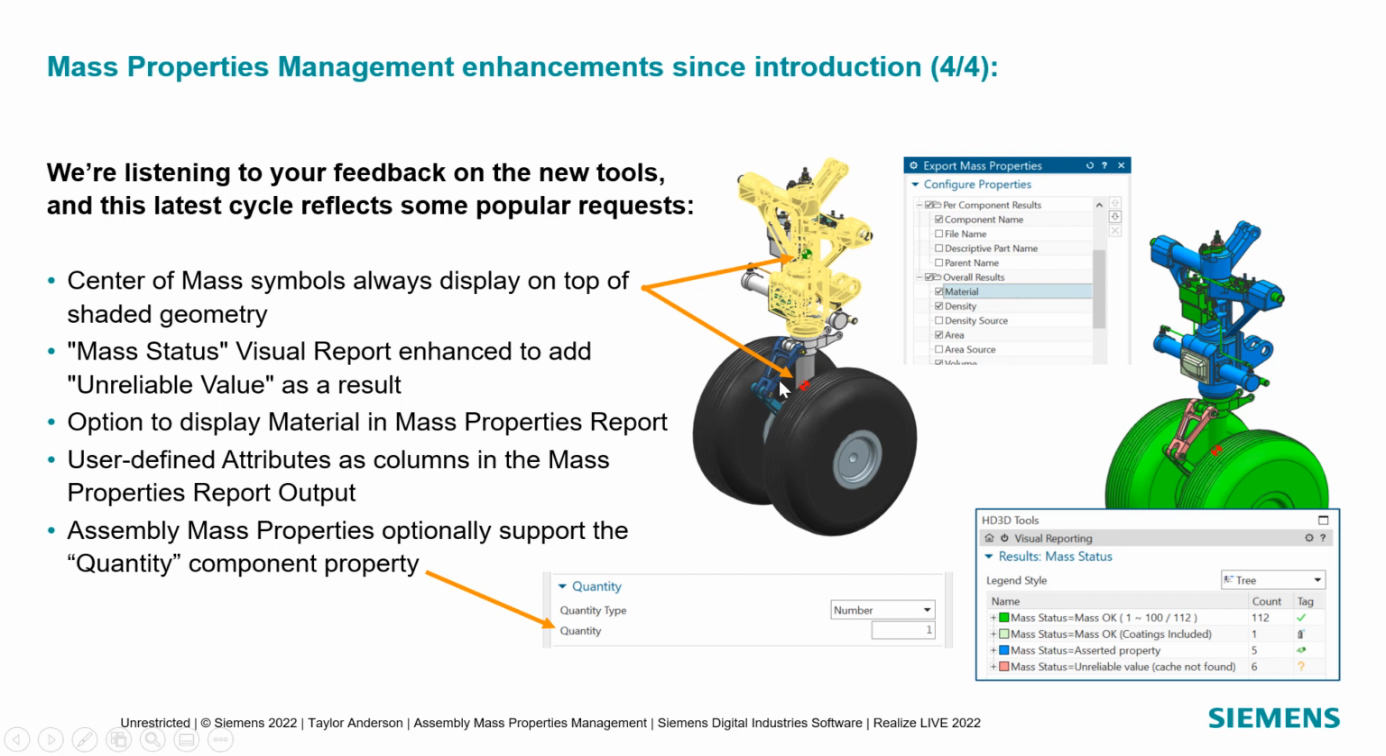We've got some better display of the center of mass symbols. They would hide inside the solids at times in some earlier releases, but those display much better now. We also see some more things in visual reports, and more configurability in user-defined attributes in the output reports and so forth. There's also a quantity attribute for assembly components that we can support optionally. But at any rate, lots of those out there.